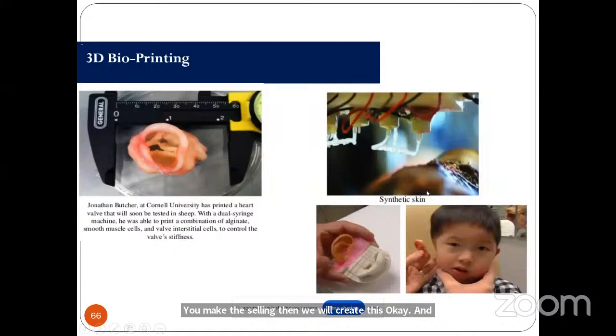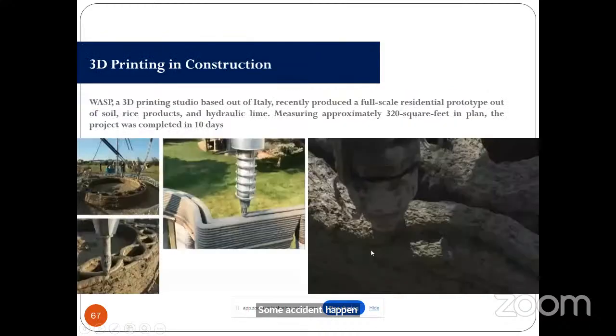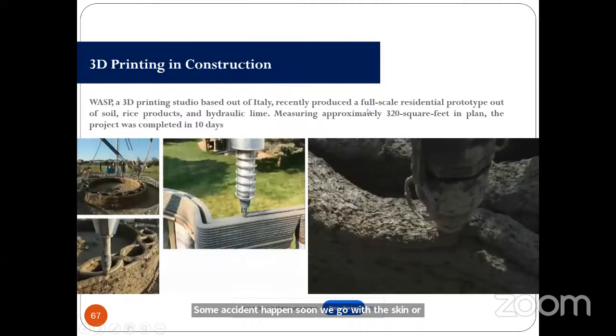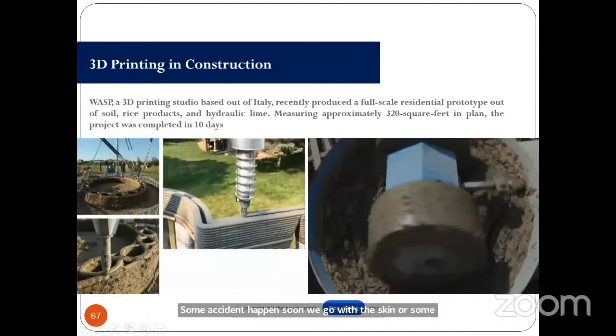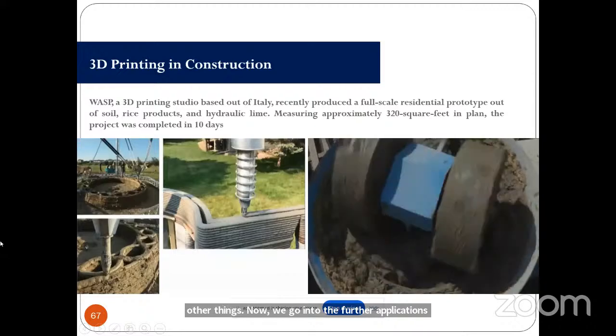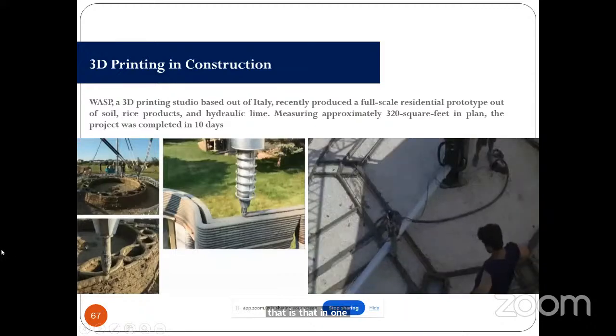Similarly, we go with 3D printed skin. Some accident cases, some we go with the skin or some other things. Now we move into the important applications, that is the construction industries, how the 3D printing industry uses this.